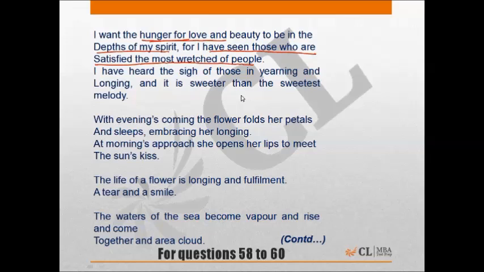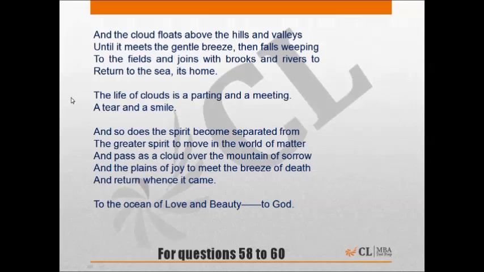I have seen those who are satisfied the most wretched of people. They are most wretched because probably hunger for love and beauty is not within them. I have heard the sigh of those in yearning and longing, and it is sweeter than the sweetest melody. Okay, let's go to the choices now.